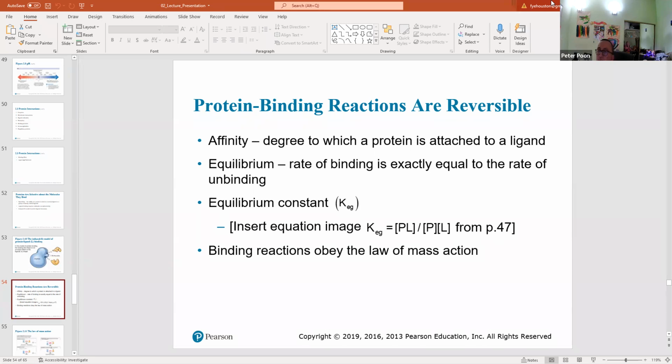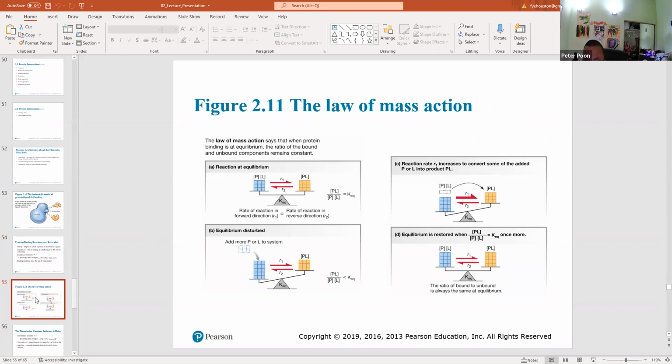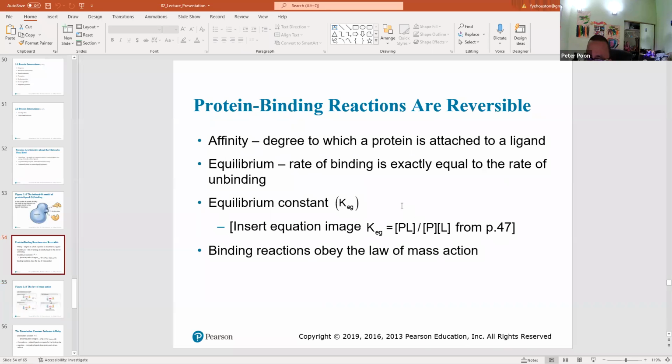Equilibrium is when the rate of binding is equal exactly to the rate of unbinding. That's when the protein spends about equal time in bound and unbound states. And that is determined by a constant called the equilibrium constant. There's a typo here. It should be KEQ. That's not a G. That should be EQ.